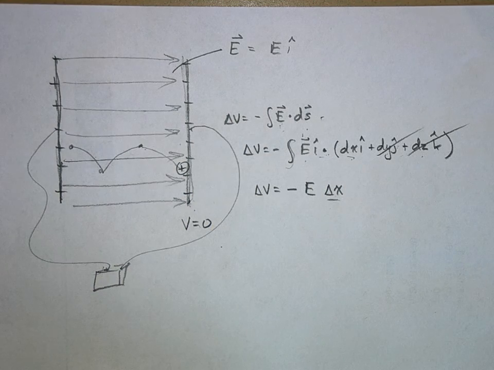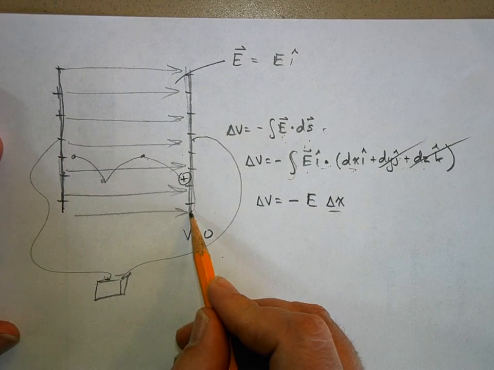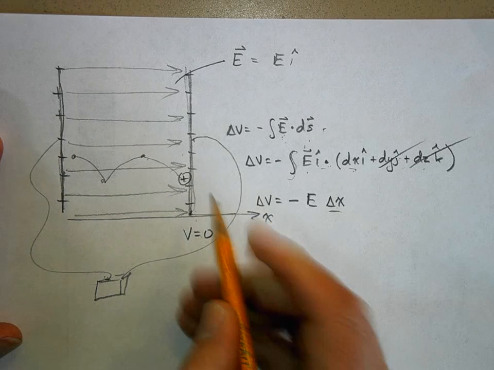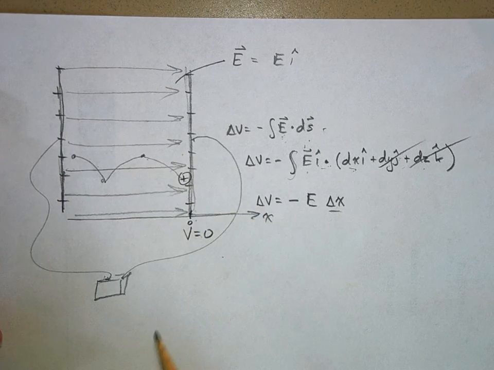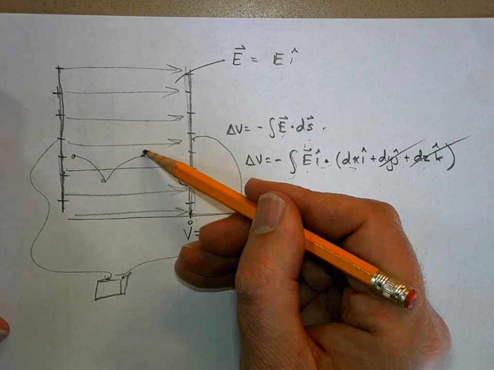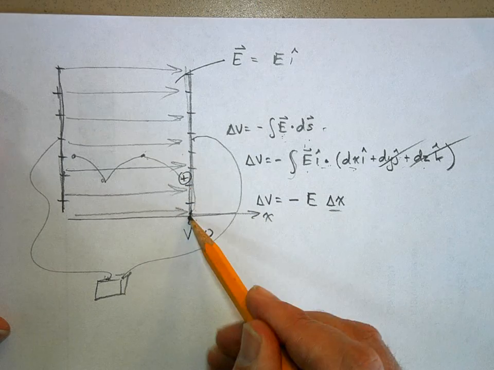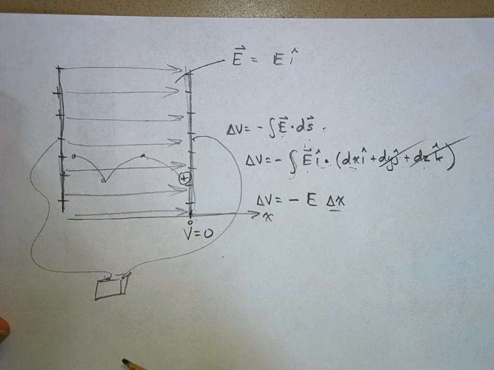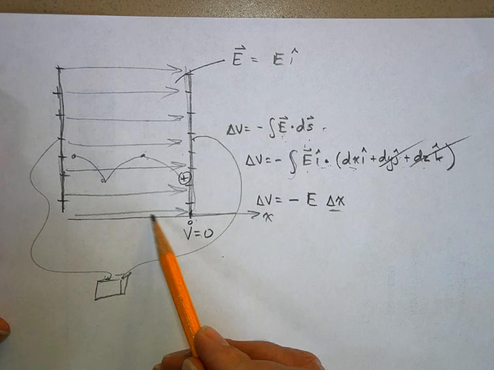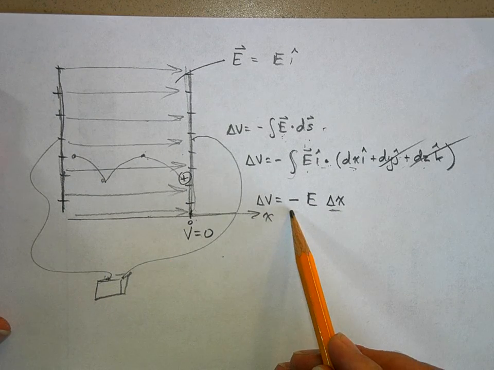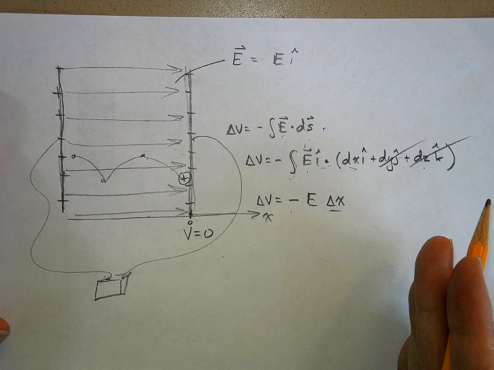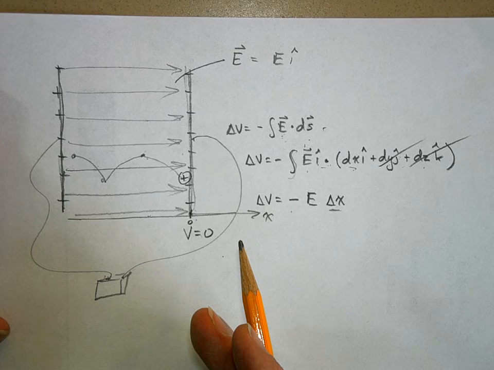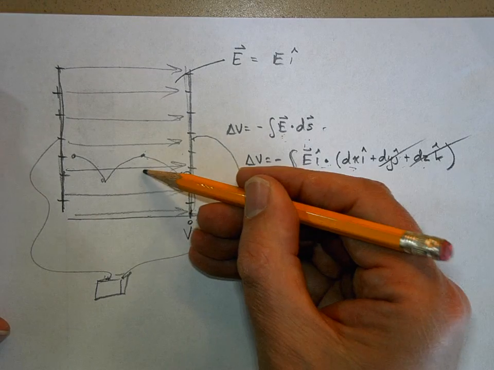So what this is saying is that the only thing that really matters is my delta x. Let's put my origin right here. Here's my x-axis, and this is zero. If I go from here to here, is my delta x positive or negative? It's negative. That'll cancel with the negative. So I'm gaining voltage. And doesn't that make sense, that as I move to the left, I'm gaining voltage, because I'm doing work against this electric field.